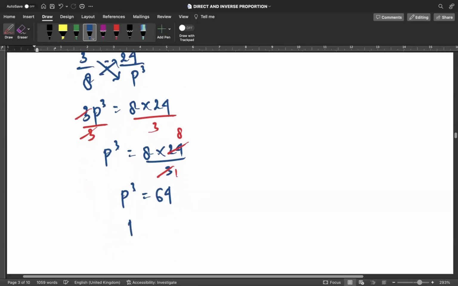To find P, we need to cube root 64. We have discussed this in question 2, and remember, the answer is 4.